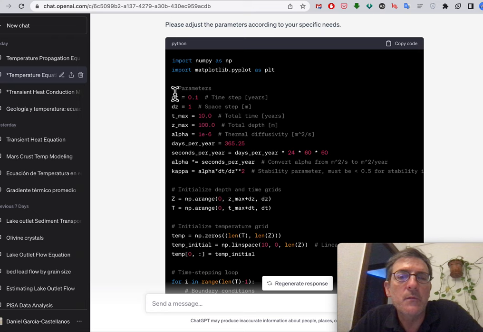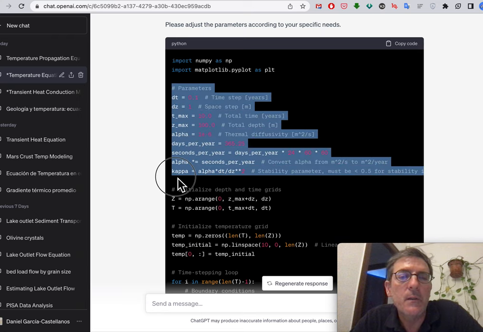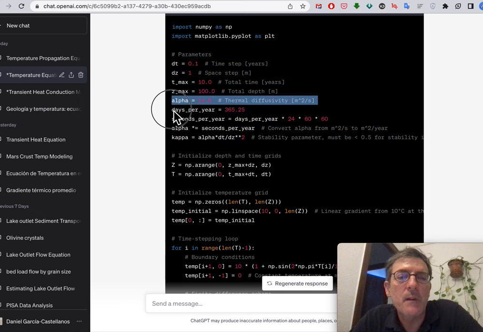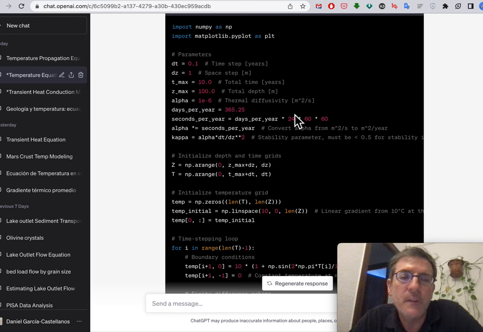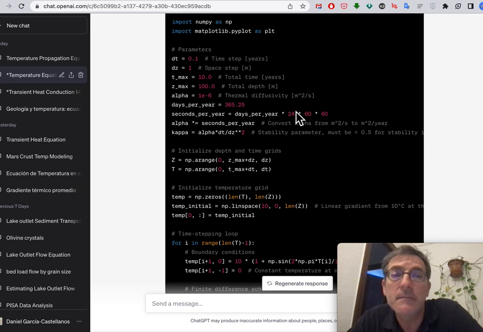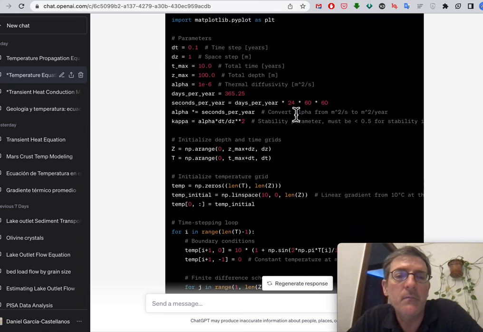If you want to have a look, essentially it's defining a few parameters. Most relevant is alpha, the thermal diffusivity, in 1e-6 square meters per second. That's a typical value for Earth. It's also valid for Mars, even though I still had not mentioned Mars to GPT, so in principle it doesn't know that I'm thinking of Mars. Let's assume that.